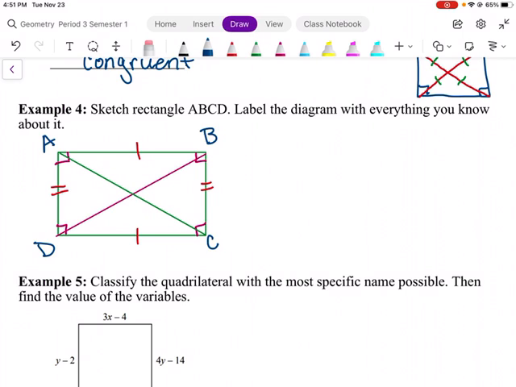And that means that each little segment it forms are congruent to each other. So that is everything that we know. Oh, sorry. I guess we also know these lines are parallel with each other. Now that is everything that we know about our rectangle.